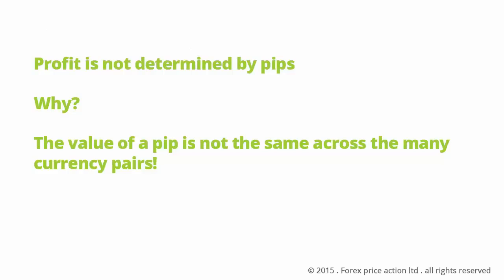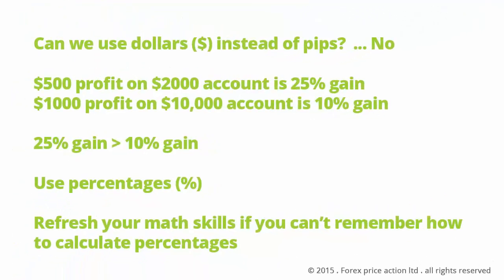This is because the value of a pip will be different from one trade to another. The size of your account, your stop loss, and the currency pair that you are trading will determine the nominal dollar value per pip. Therefore, it is incorrect to use pips as a performance metric. Does that mean we should be using dollars instead of pips? The answer is no. The above example is only an illustration to show that there is no guarantee that positive pips means profit. Comparing and measuring performance using dollars is also not accurate.